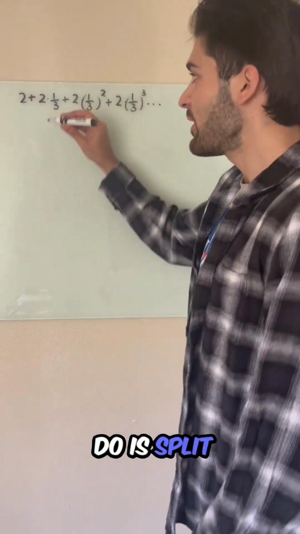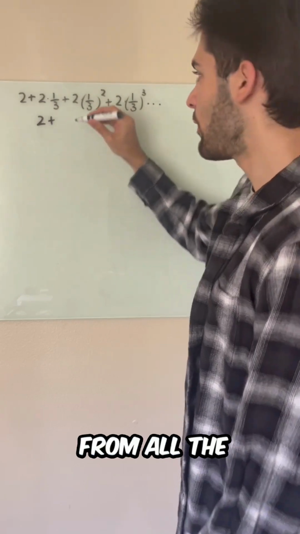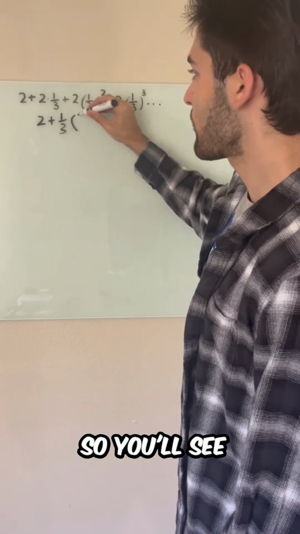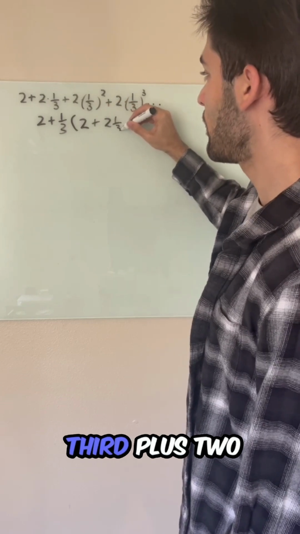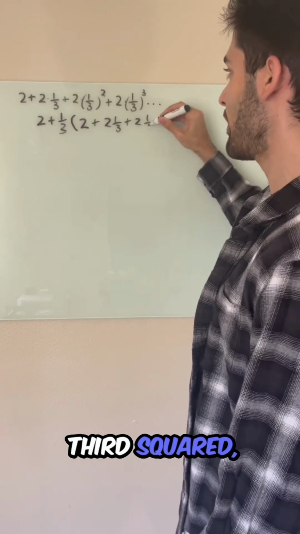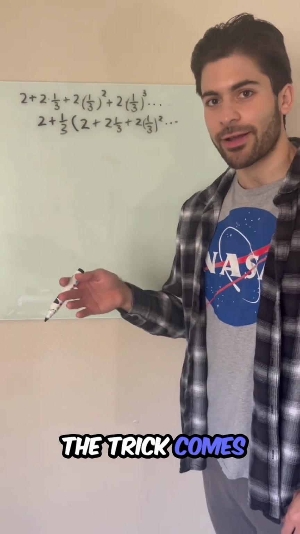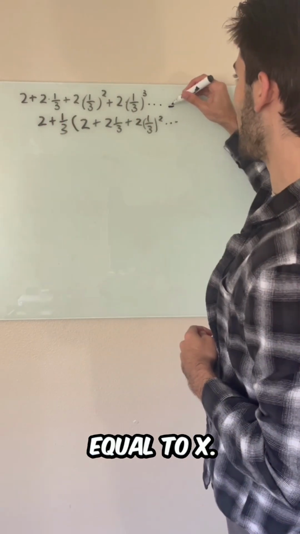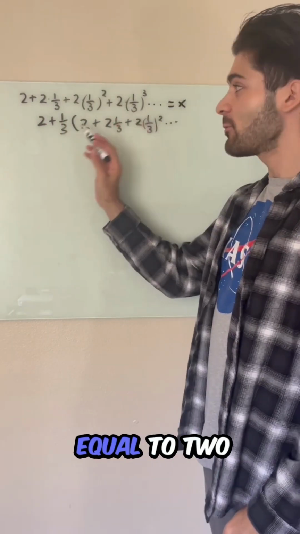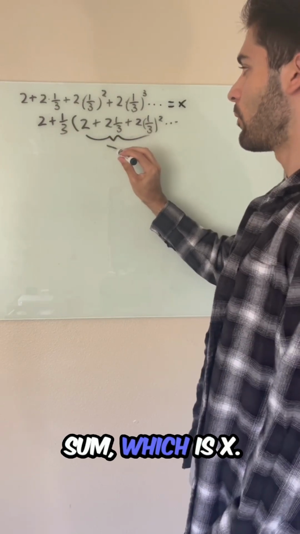What I can do is split off the first two and then factor 1/3 from all the remaining terms, so. You'll see I have 1/3 all times 2 plus 2 to the 1/3 plus 2 to the 1/3 squared, and so on. So here's where the trick comes in. Let's just set this entire sum equal to x. And if you notice, this is equal to 2 plus 1/3 times the original sum, which is x.